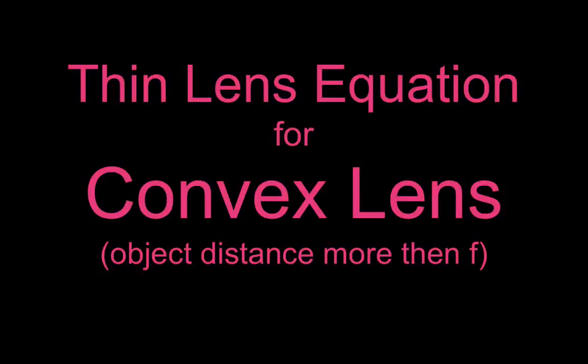Okay, in today's video, I am going to go over how to use the thin lens equation to calculate the image distance, the image height, and the image orientation for convex lenses. And in this case, we're going to have the object distance is greater than f. So we know that if it's greater than f, we have a certain case, and if it's at f, there is no image, and if it's less than f, it's a different case. And in this case, we're going to use the object distance greater than f.